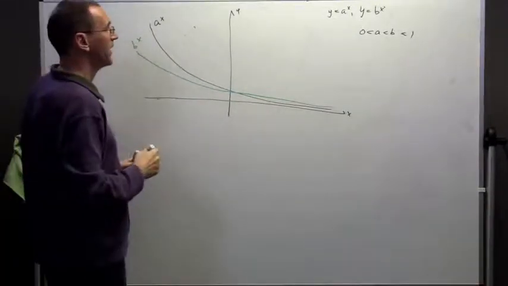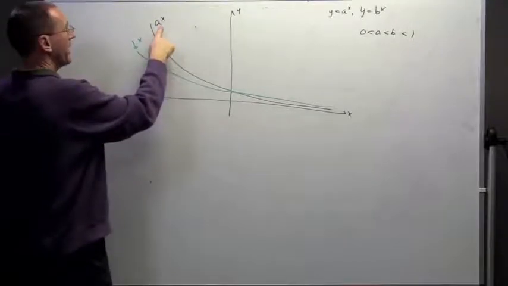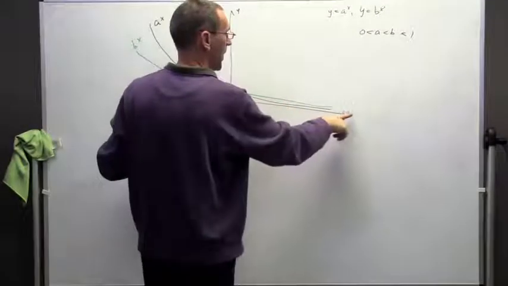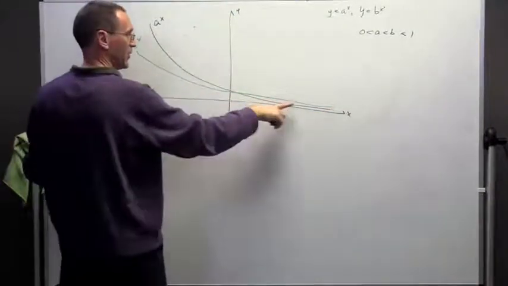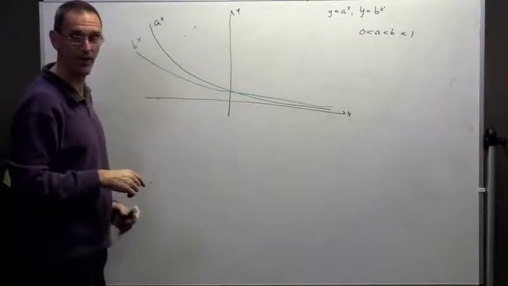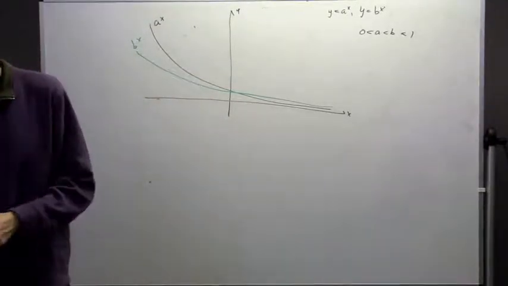Right? So now this is a case where a is closer to 0 than b, and for positive values of x, b to the x is going to be bigger, but b to the x is going to be smaller than a to the x for negative values of x. Okay.